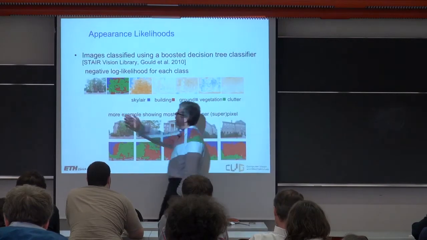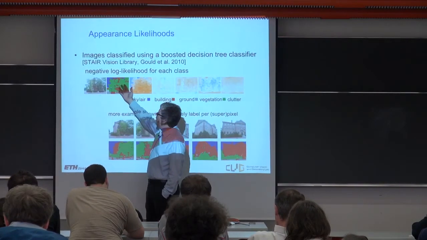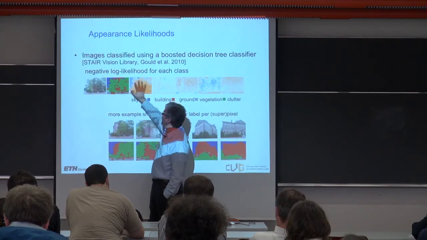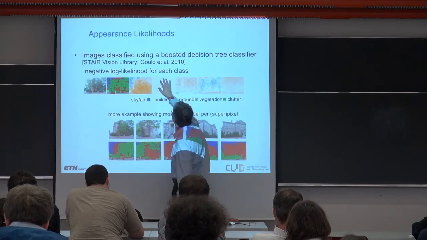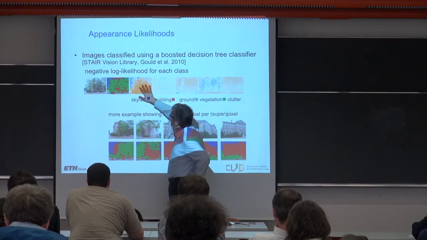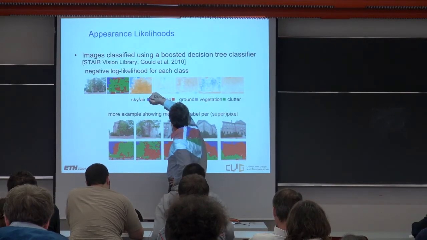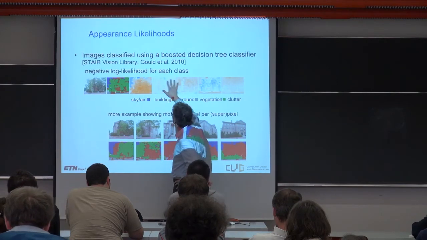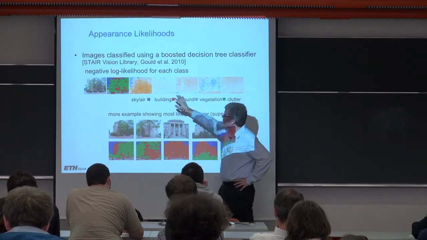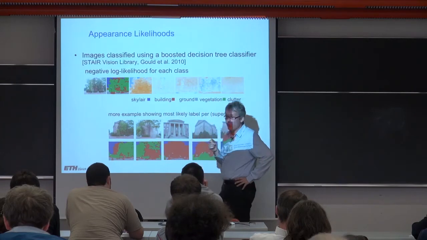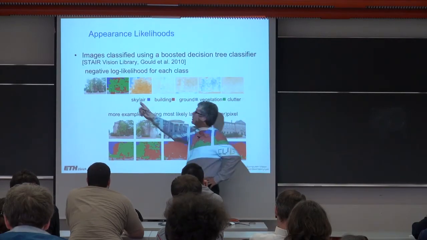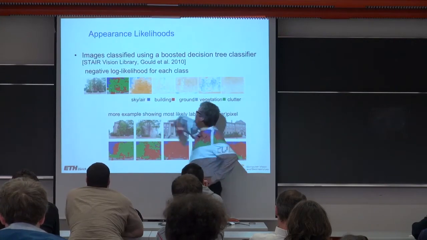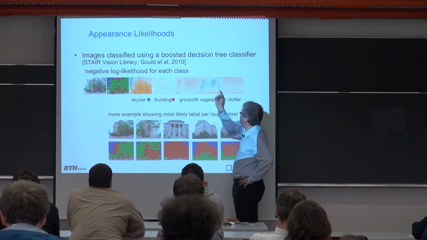So from an image like this here, what you see here is the most likely label. But what we actually use is the probability, the negative log likelihoods, so here the different intensities represent different likelihoods of different classes. This is for each of the labels here. Blue is very likely here, so this is likely to be sky. This is likely to be vegetation here, etc.